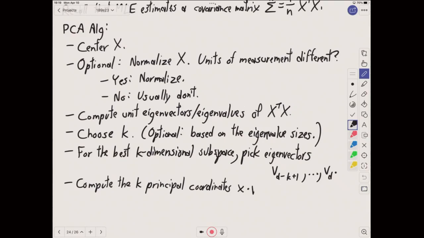Of the form x dot vi. What is x here? Well, it could be a training point, or a test point, depending on what you're going to use your subspace for.